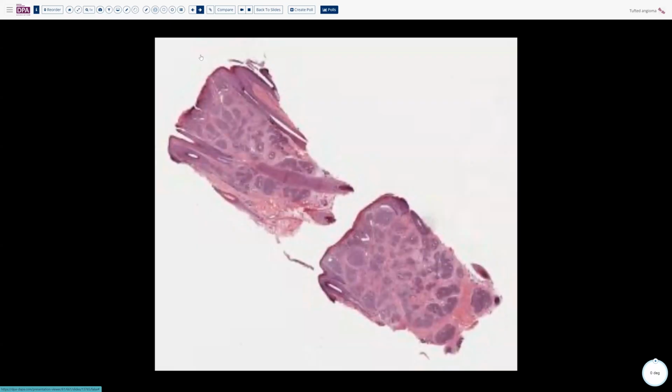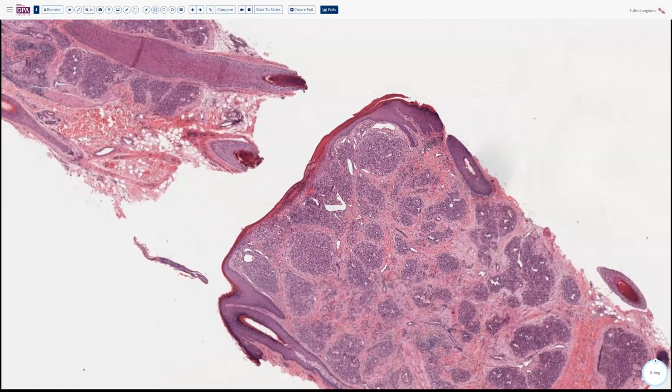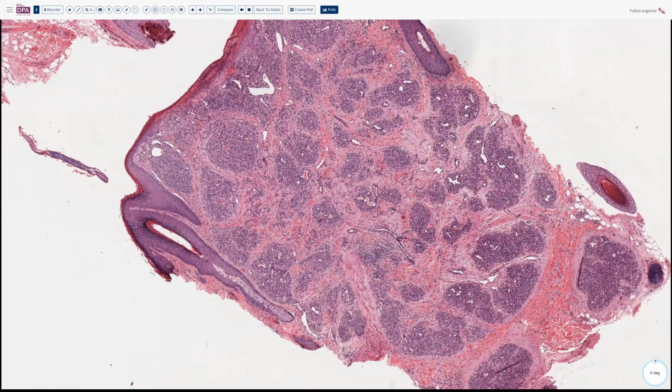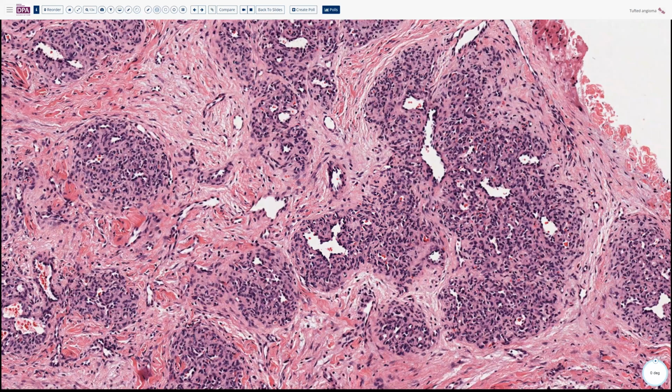These are, again, usually GLUT1 negative. And I've got two examples to share with you here. One that's clearly lobulated, but not quite as maybe tufted as we'll see in the other. But clearly, these nested lobules of vascular proliferation. So it fits into the category of forming these tufted angiomas.